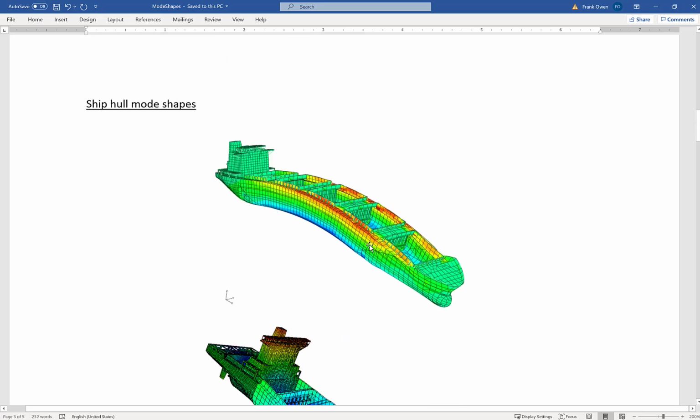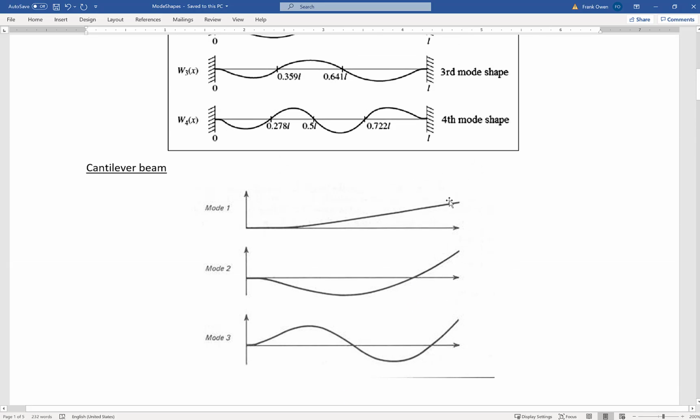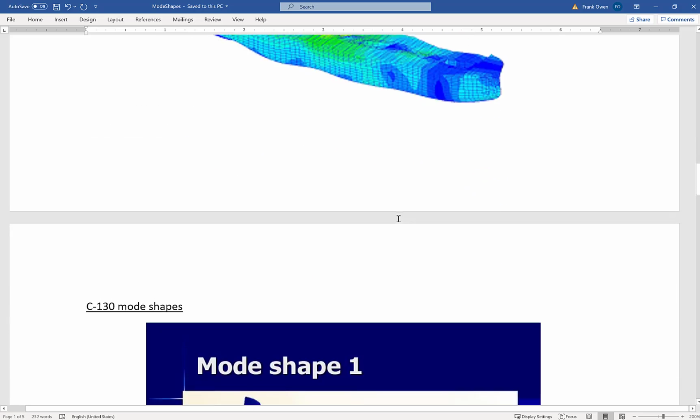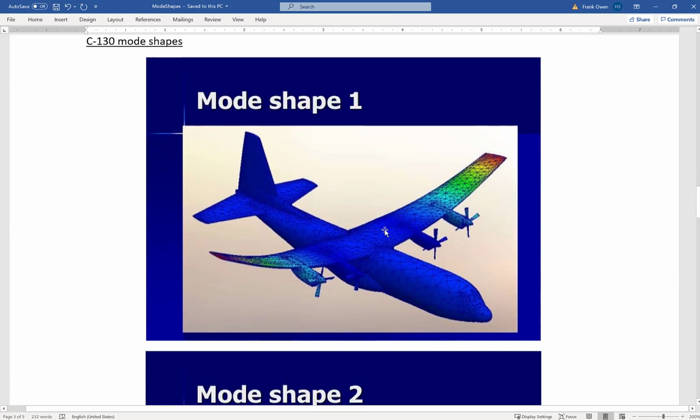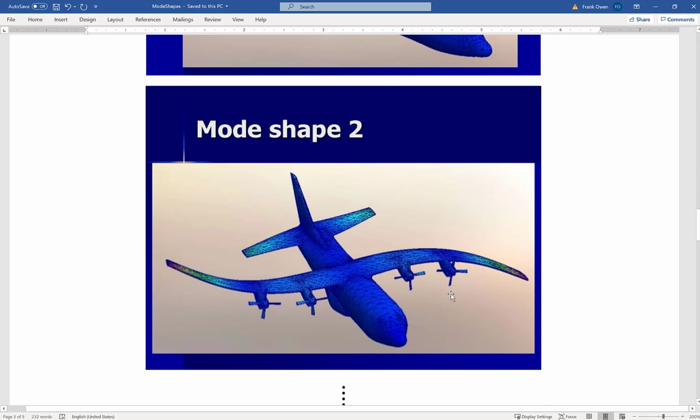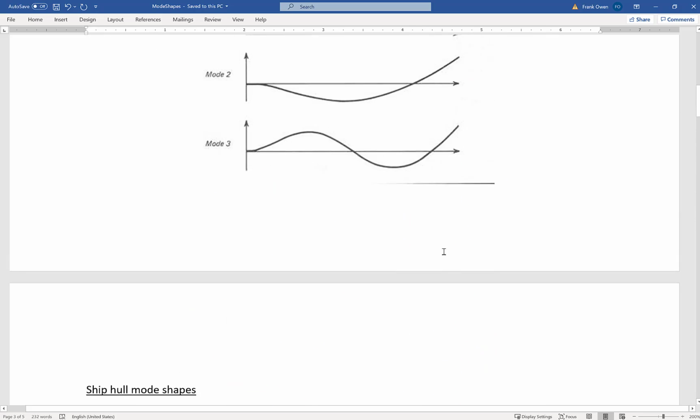Let's go back up and look at that real quick. This mode right here where the wings are flapping up and down. So that is our first mode, flapping wings. Second mode is another bending mode for the wings. Okay, and as you can see, it's like that second mode that we saw for a cantilever beam.